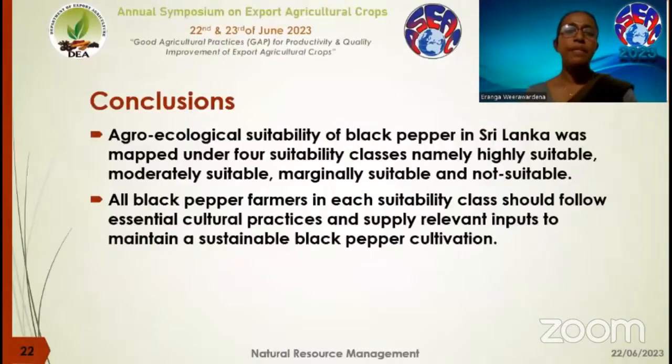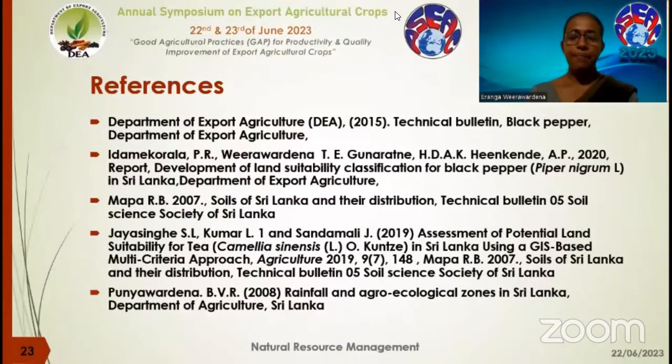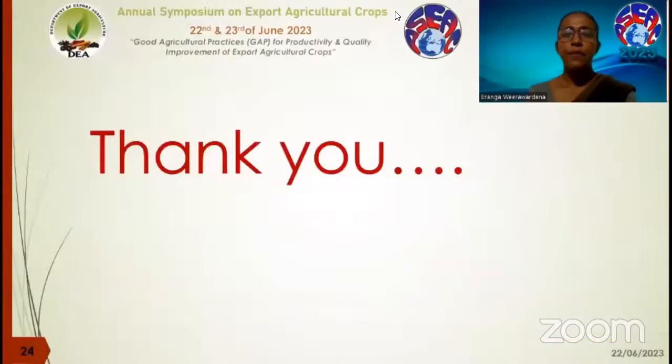Based on the above information, we can conclude that agricultural suitability of black pepper in Sri Lanka was mapped under four suitability classes, namely highly suitable, moderately suitable, marginally suitable, and not suitable. All black pepper farmers in each suitability class should follow essential cultural practices and supply relevant inputs to maintain a suitable black pepper cultivation. Here are some references, and thank you all for your kind attention throughout my presentation.